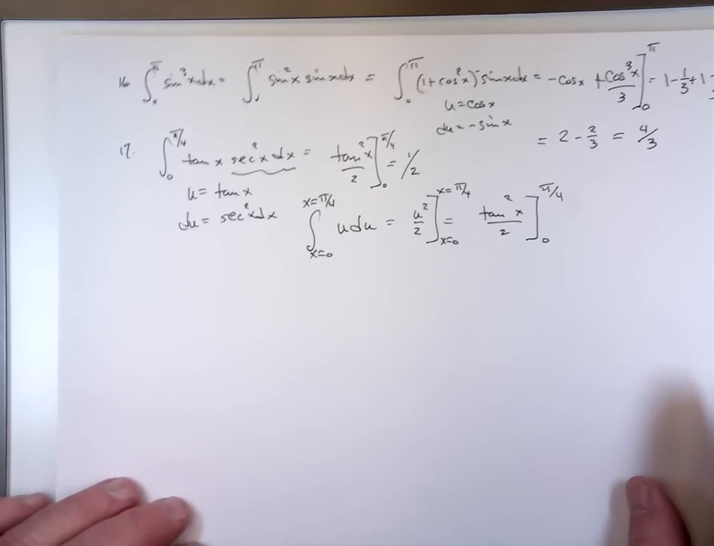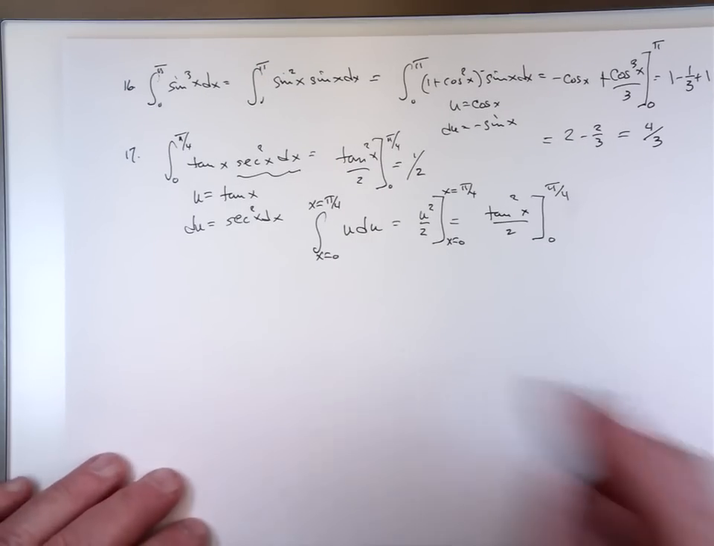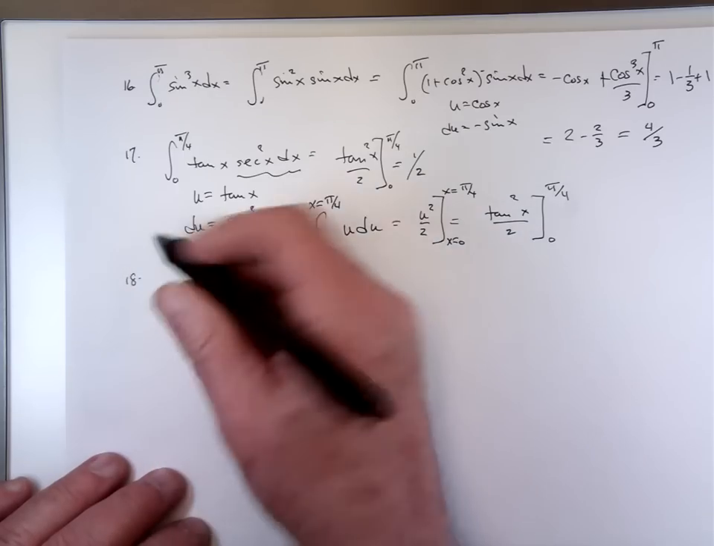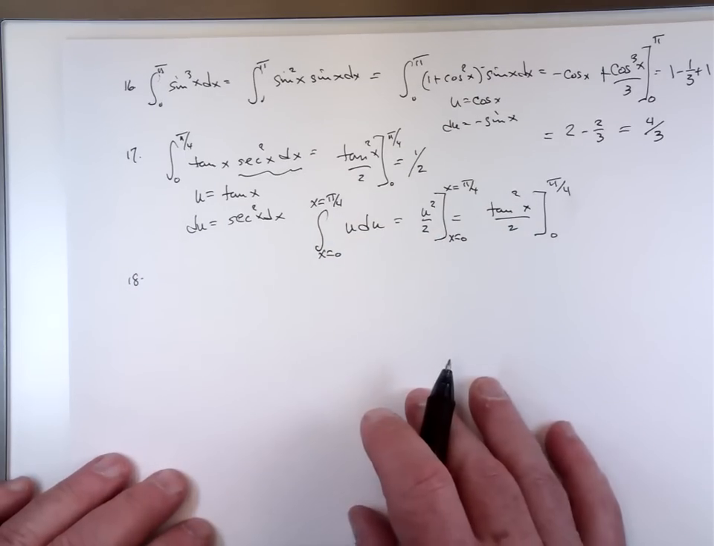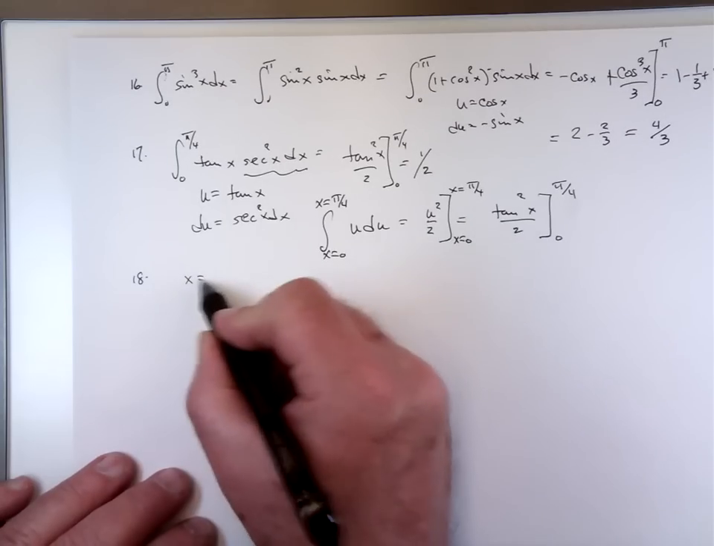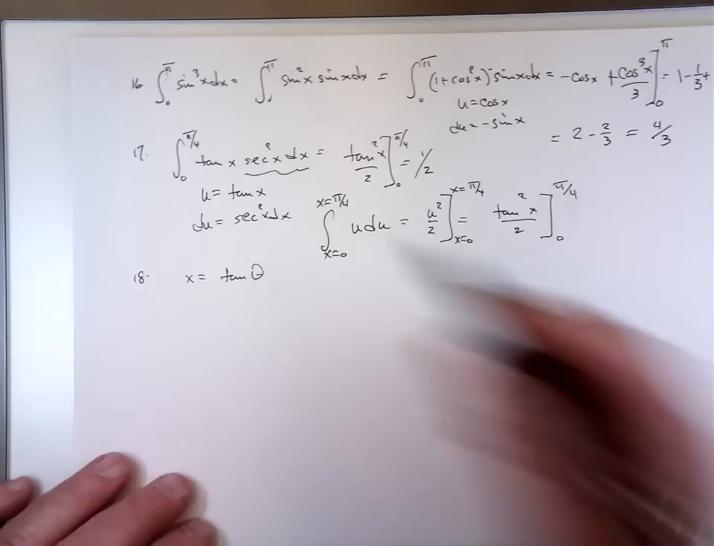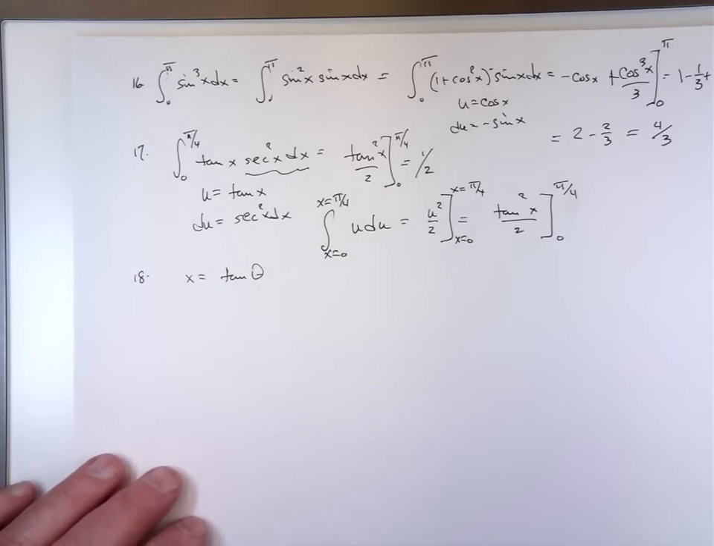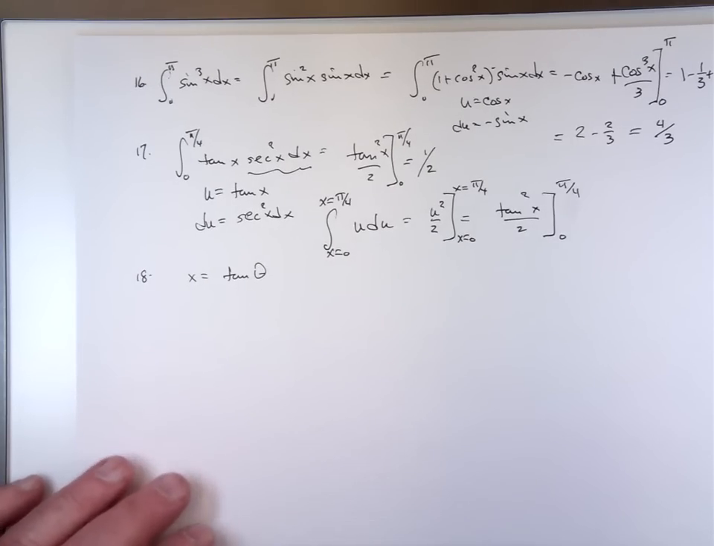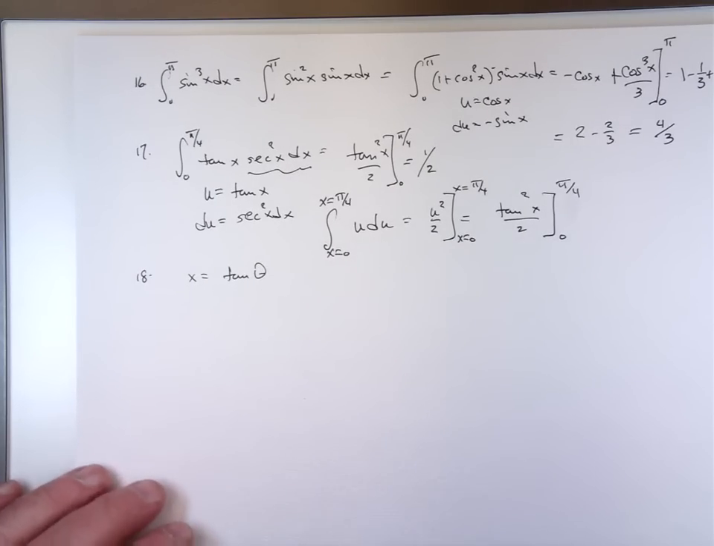Okay, 18. Find the appropriate trig substitution. Let x equal tangent theta. Why? Because tangent squared plus 1 is secant squared. That's why. That enables you to get rid of the square root.